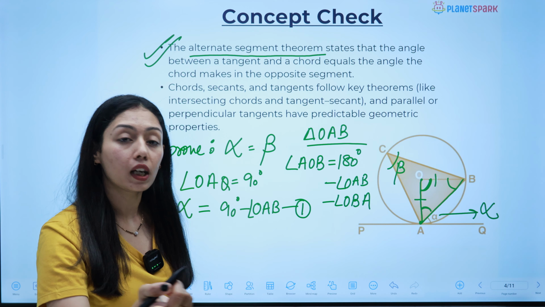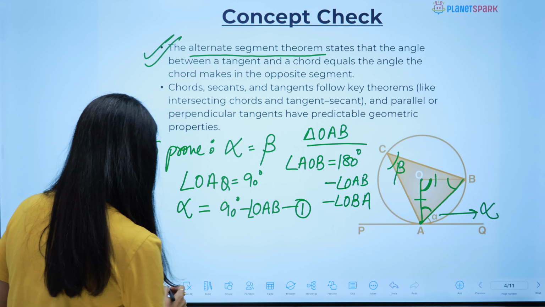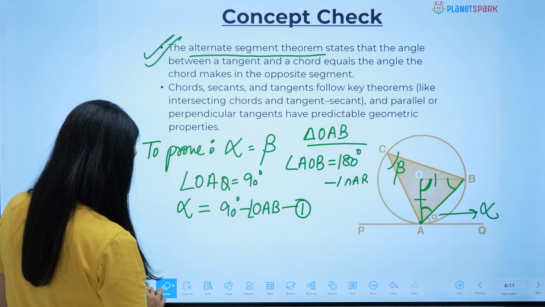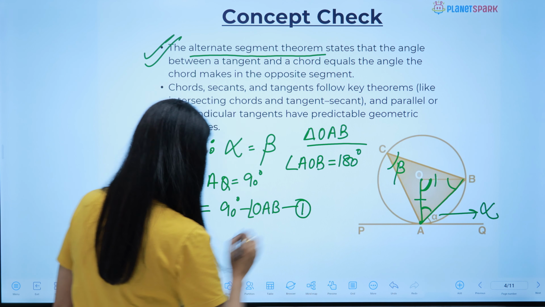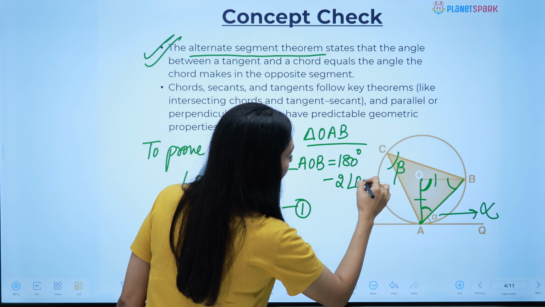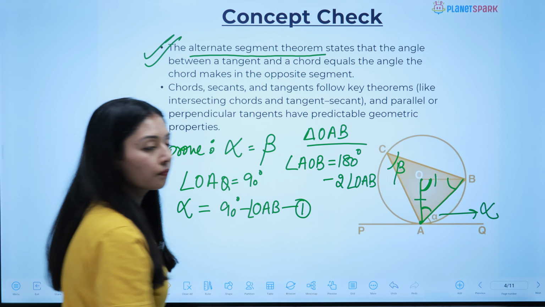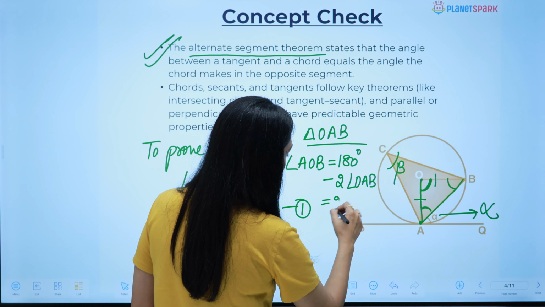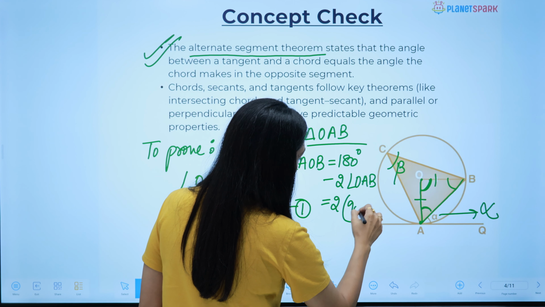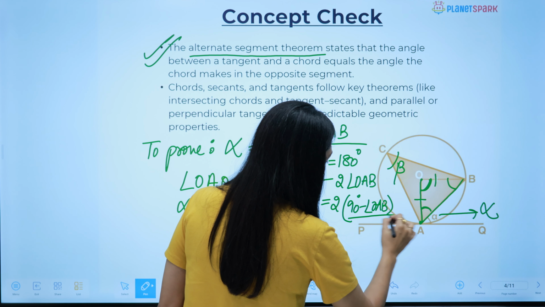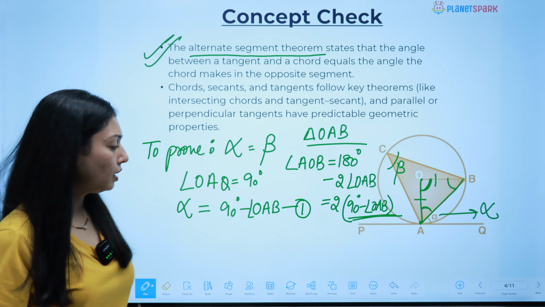दोनों angle equal हैं. So, OBA की जगह again can I write OAB? Absolutely. 2 times OAB I have here. So, directly I can write minus 2 times angle OAB. Isn't that everybody? Now, from here, take 2 common. So, what am I left with? 90 degree minus angle OAB. ये term तो हमने अभी कहीं तो देखी है.